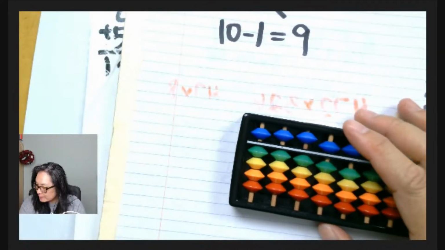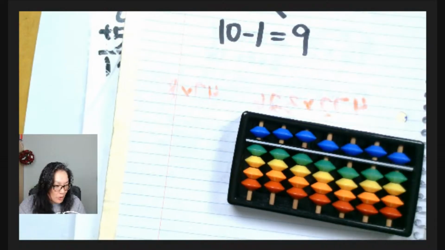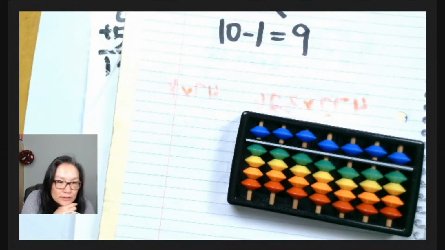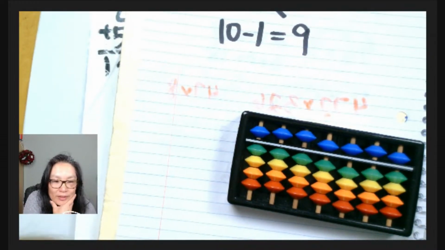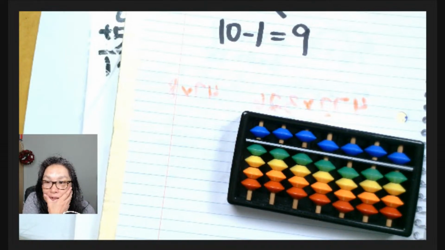So what are we going to do? We're going to do multiplication. In multiplication, in abacus world, we don't need to know anything higher. The one thing we want to do in abacus world is we don't need to memorize anything higher than 12. I don't know why we teach the kids to do that.